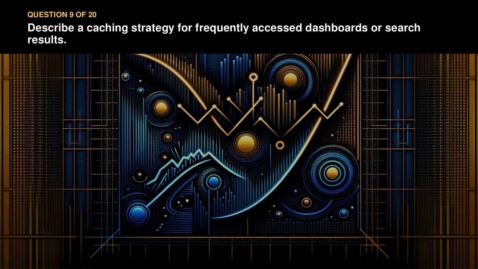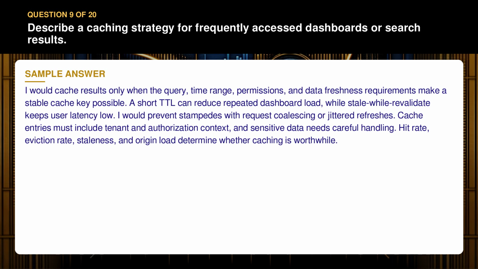Question 9. Describe a caching strategy for frequently accessed dashboards or search results. I would cache results only when the query, time range, permissions, and data freshness requirements make a stable cache key possible. A short TTL can reduce repeated dashboard load, while revalidate keeps user latency low. I would prevent stampedes with request coalescing or jittered refreshes. Cache entries must include tenant and authorization context, and sensitive data needs careful handling. Hit rate, eviction rate, staleness, and origin load determine whether caching is worthwhile.